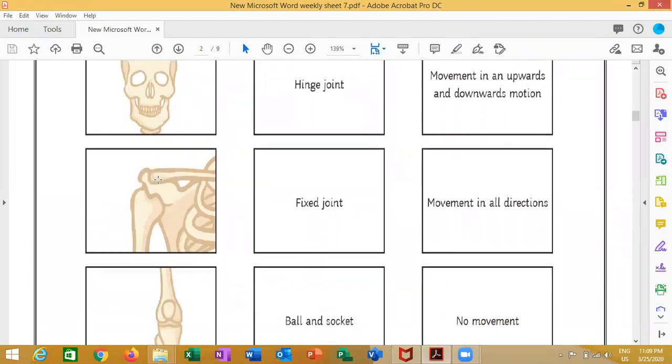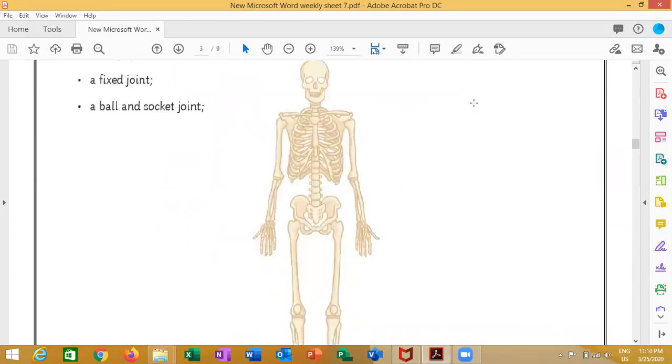Number 2, the shoulder joint. The shoulder joint here, ball and socket, yes, it can move in all directions. The knee joint, which is hinge joint, because it can move in only one direction, which means it can move in upward movement and downward movement. This is question number 1. Let's move to the next one.